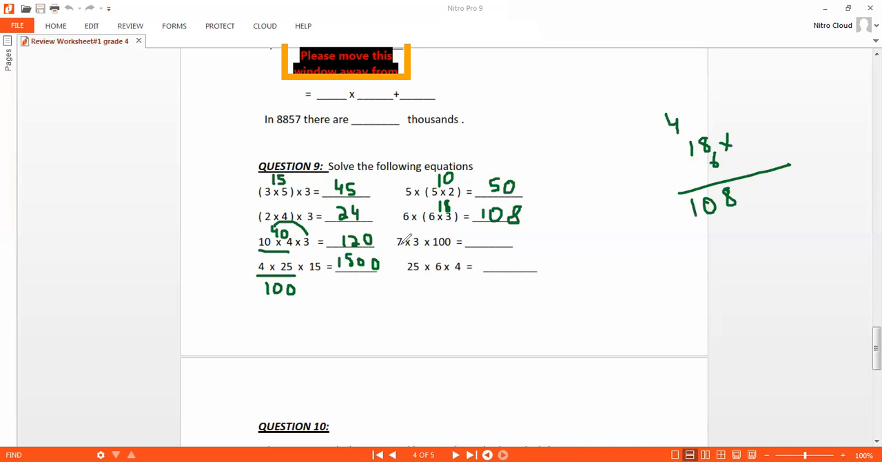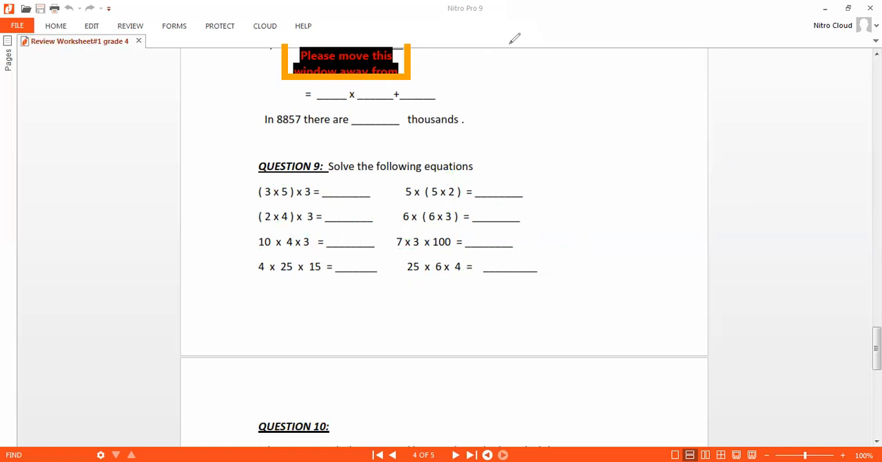Okay, now 7 times 3 times 100. 7 times 3, it's 21. And 21 times 100, you can do it mentally. It's 21, and then you put 2 zeros beside it. Now we have 25 times 6 times 4. You know that 25 times 4, it's 100. Then 100 times 6 is 600. So did you see? It's very easy for me now to do it directly.